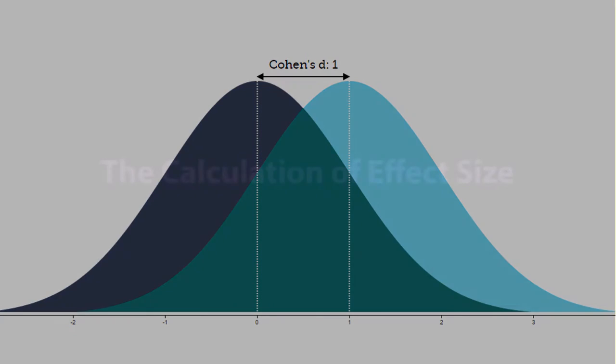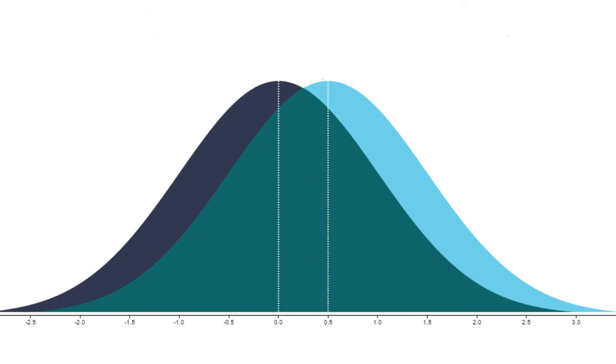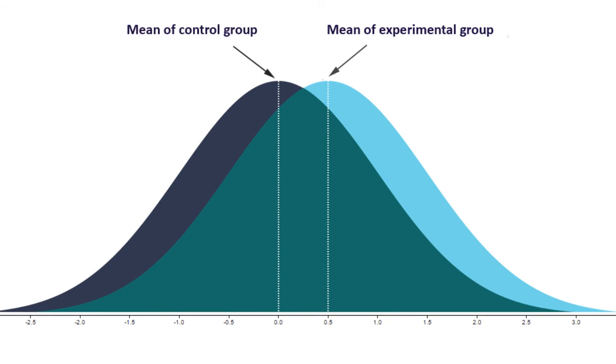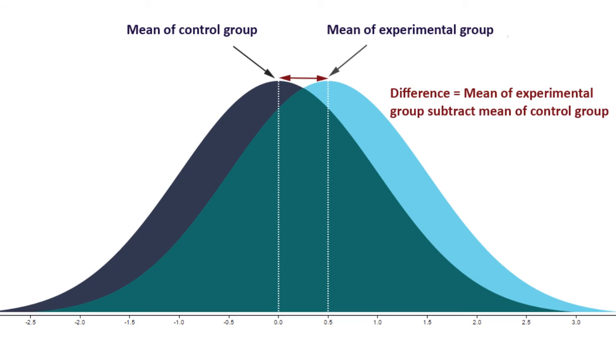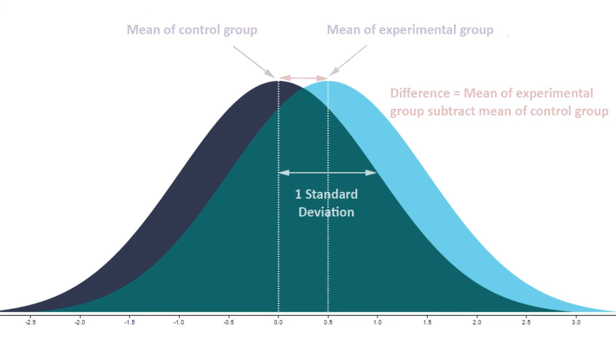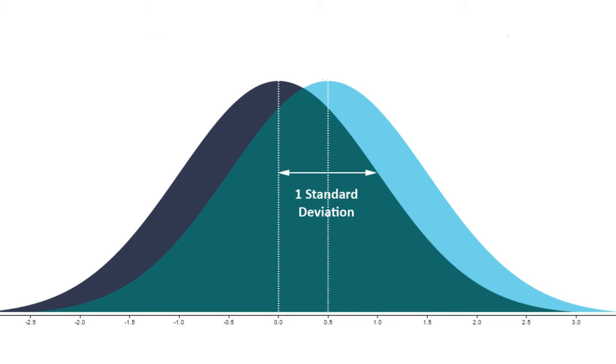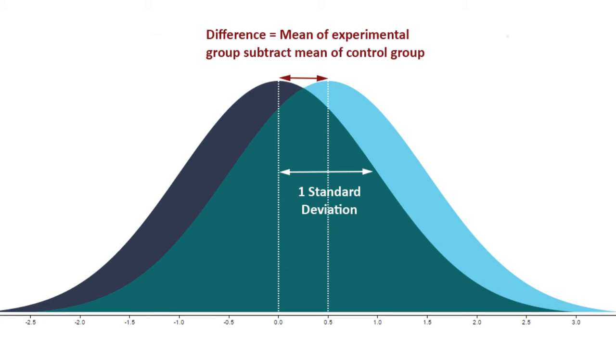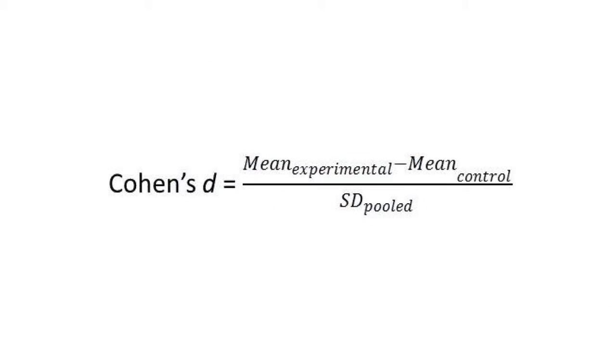Now let's look at how effect size is calculated. First, the difference between the averages of the two groups is calculated. Second, the standard deviation of the groups is calculated. This provides an index of the spread of scores in the groups. Third, to calculate the effect size, the average difference is divided by the standard deviation. Here is the equation for calculating effect size.